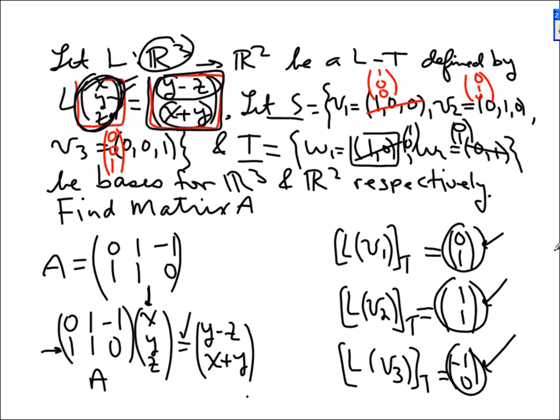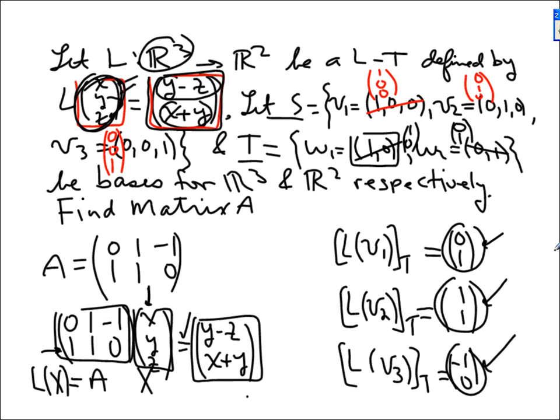This is A times big X. And it turns out that it was exactly L of X. A times the vector X gave me this answer. But that's the same as L of capital X. So it's pretty neat how we can find the matrix.